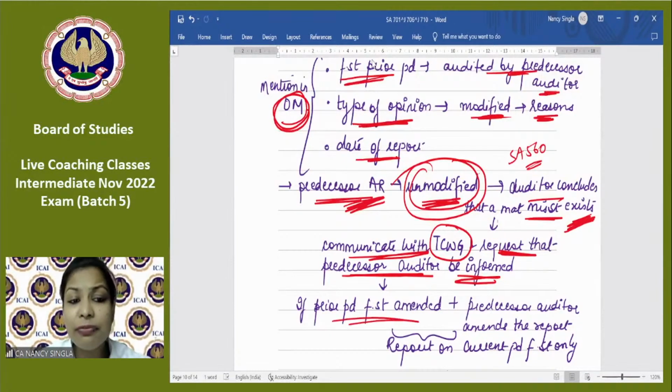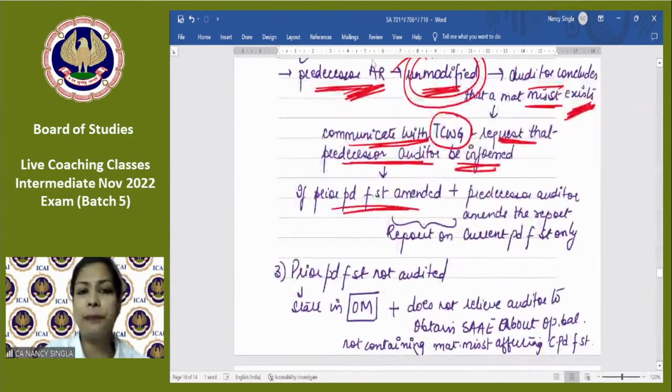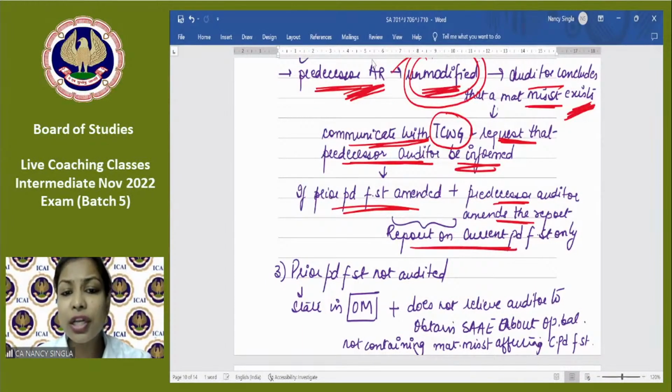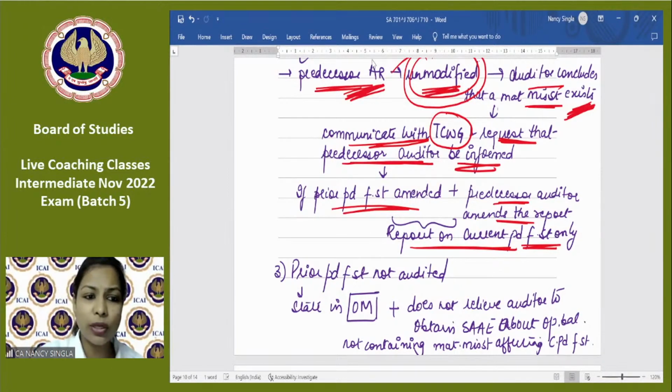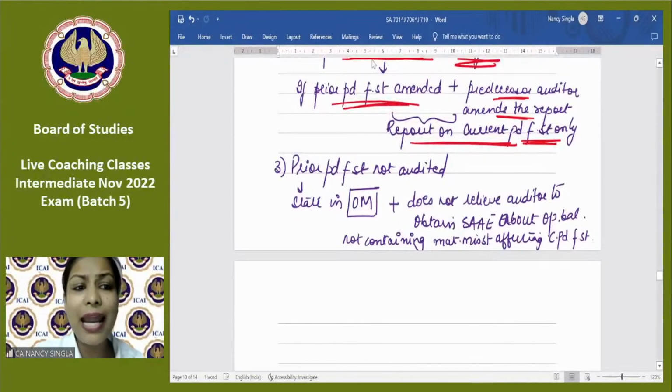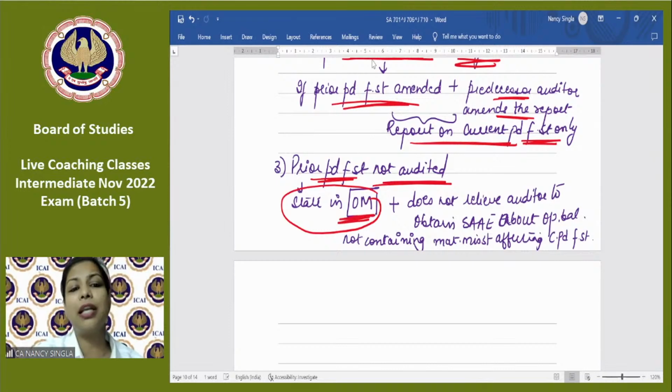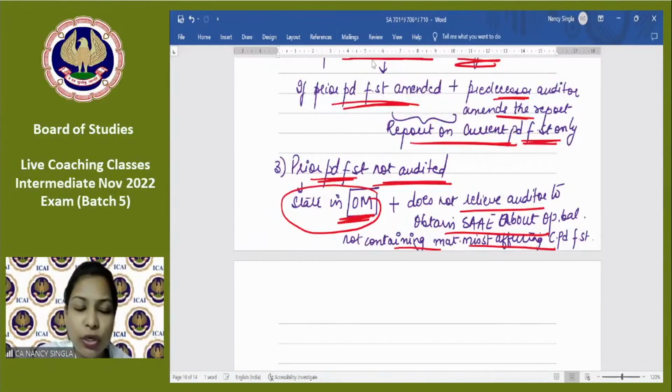And if the prior period financial statements are amended and the predecessor auditor also amends his report, then the auditor will not report anything on that; he will report on the current period financial statements only. Then he will not mention anything in the other matter paragraph, because everything has been corrected. Right, clear. And if the prior period financial statements were not audited, again state that fact in the other matter paragraph, but it will not relieve the auditor from obtaining sufficient appropriate audit evidence about opening balances containing misstatement affecting the current period financial statements. This is the same as corresponding figures.